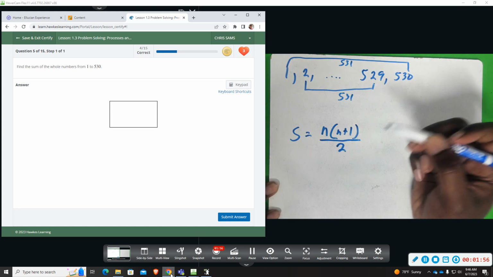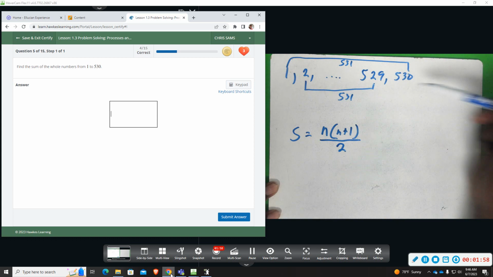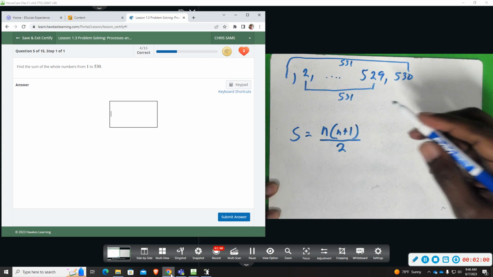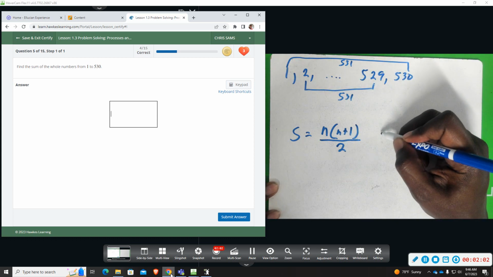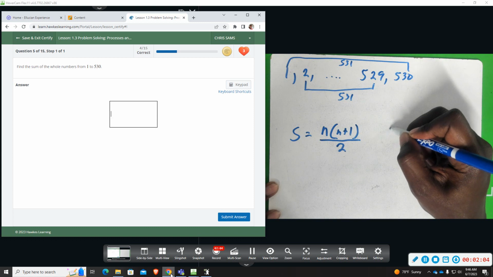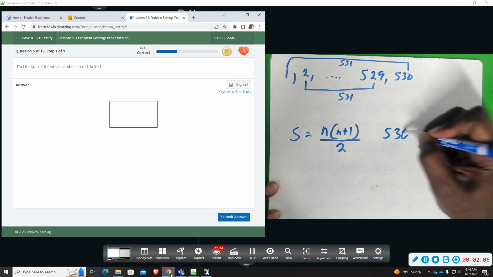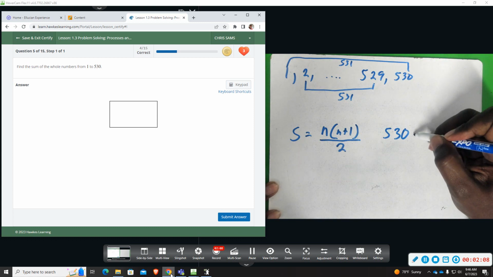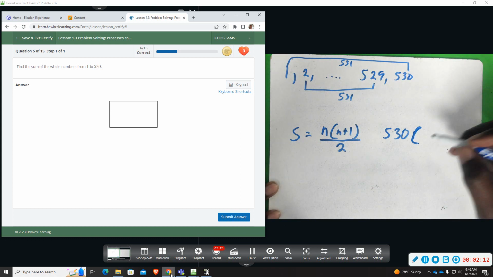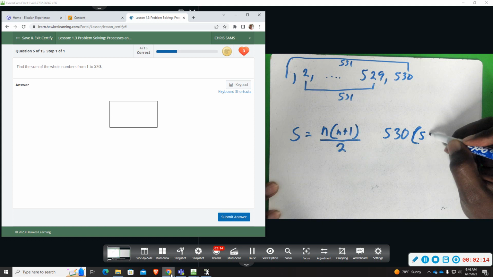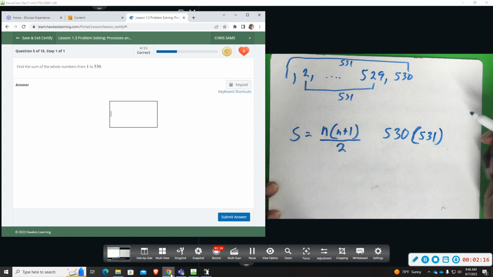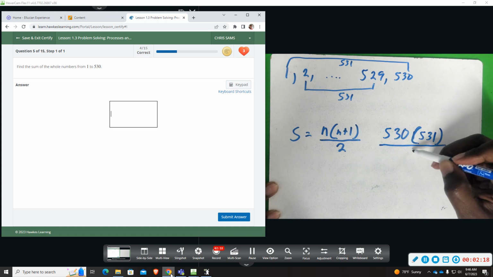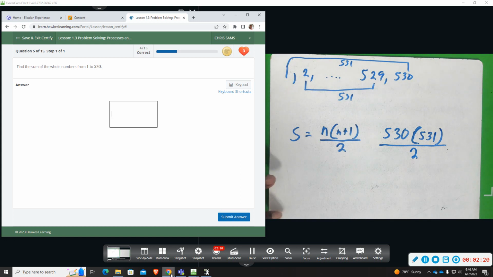That's it. So how many numbers do I have in this sequence? N is 530. So I'm going to do 530 times, sorry, not plus, times. I'm going to add 1 to that, so it's going to be 531, and then I'm going to divide by 2. That's it.